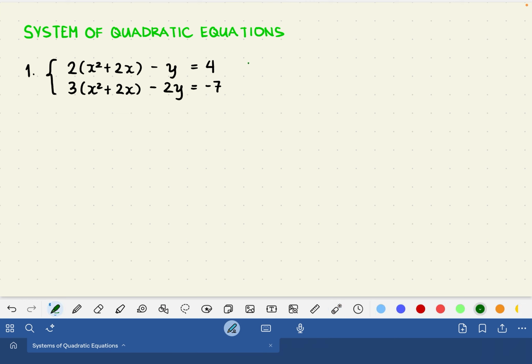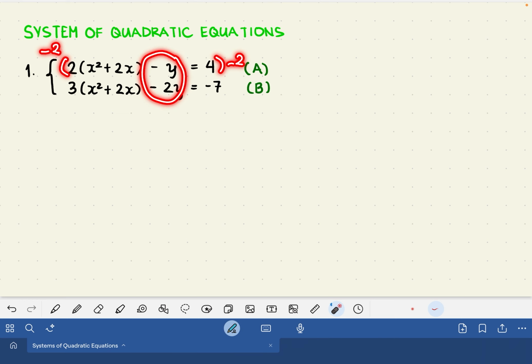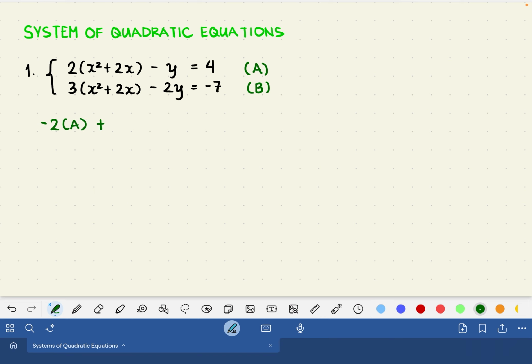To do that, we first set this first one as equation A and the second one as equation B. Now in applying elimination, I would first eliminate this y variable. To do that, observe that we can multiply negative 2 to this first equation so that these two can cancel out. So we will have here negative 2 times A plus B.